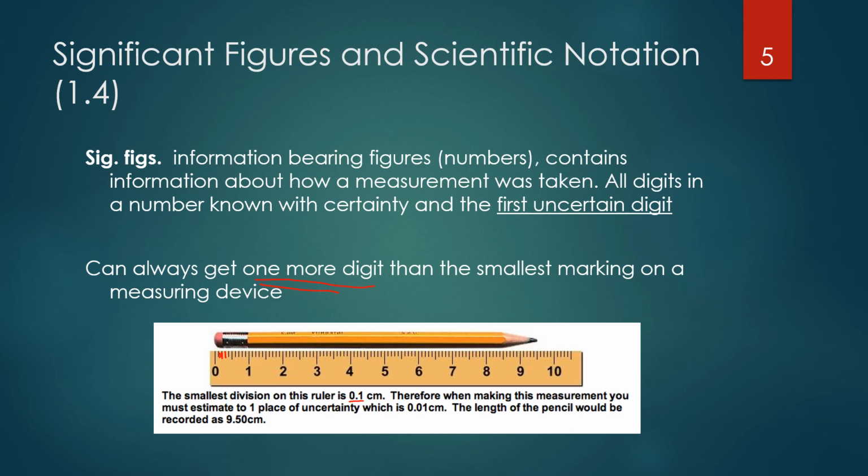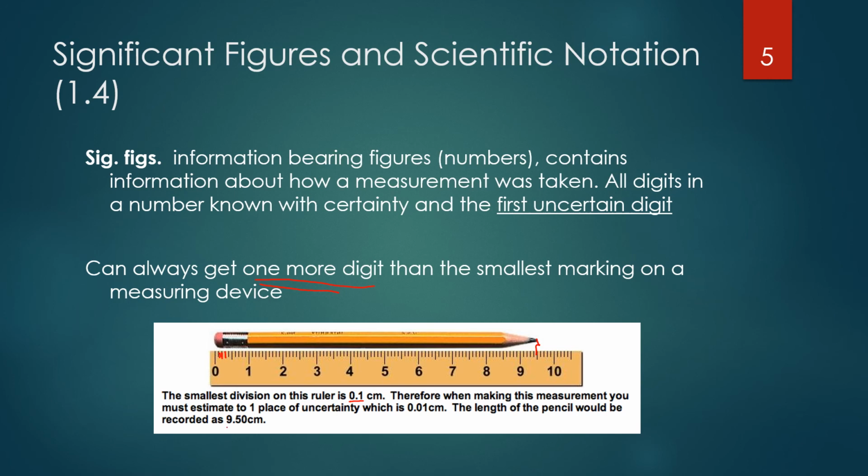So to measure this pencil, I'm going to go to the very tip of the pencil and I'm going to follow it down. It's not going to be a very straight line. So what that means is it looks like it's around 9.5, right? But what we want to do is go 1 further. Is it exactly at 9.5?